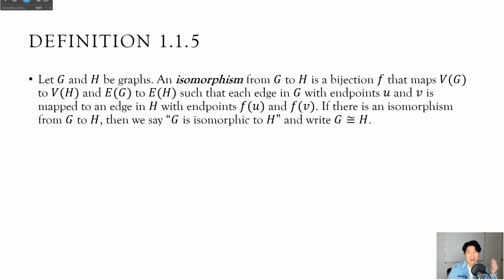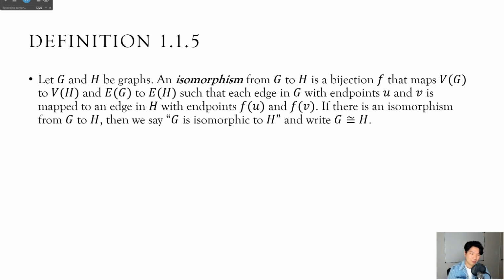And if I can find such an isomorphism from G to H, we can say that these two graphs are isomorphic to each other. And here is the notation: it looks like an equal sign with a squiggly line above it. So what does this mean in layman terms? In other words, if I say two graphs are isomorphic, I'm saying that these graphs are essentially the same graph. Maybe I labeled them a little bit differently, but in the end, they're the same graph, or more accurately, I would say that they're equivalent to each other.